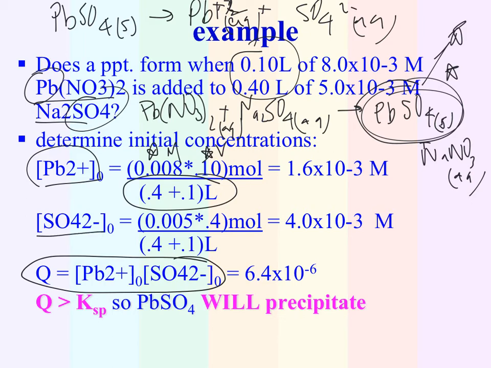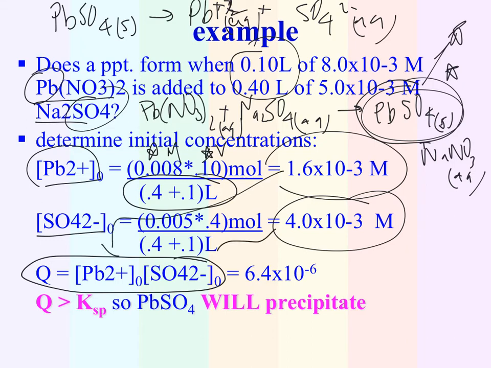Okay, I plug those in, and I subsequently get these two values for my initial concentrations of lead and sulfate ions. I take them over to their various spots in my Q expression, I plug them in, and I get my Q value. I'm then going to compare my Q value to my K value.